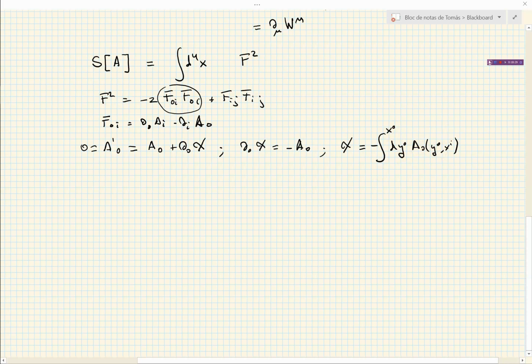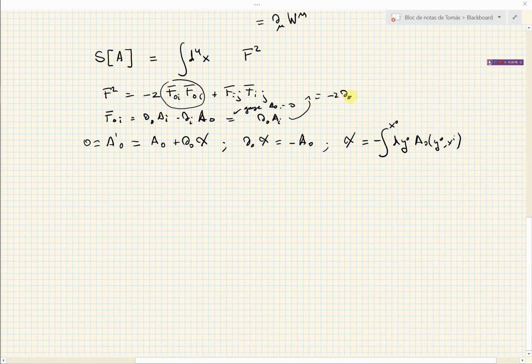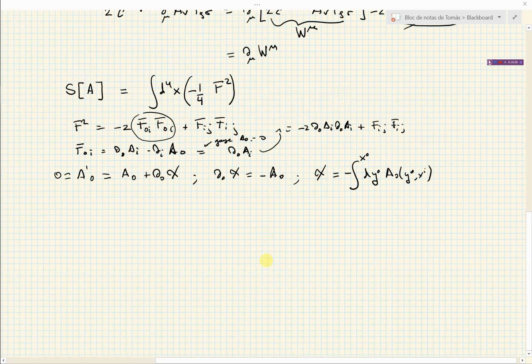So I can do this, and in the gauge a_0 equal to 0, f_0i is just partial_0 a_i. Now I come back here, and this is minus 2 partial_0 a_i partial_0 a_i plus something that contains only a_i's, but it cannot be interpreted as a kinetic term. So if I want this to be 1/2, what I need is a normalization factor of minus 1/4, and this will be the Maxwell action in c equal 1 units.